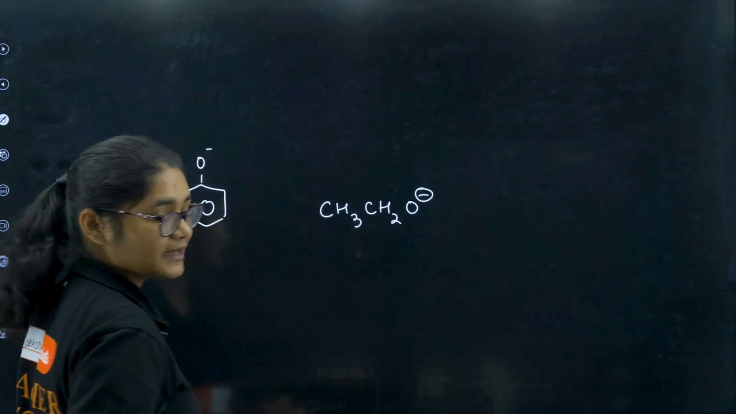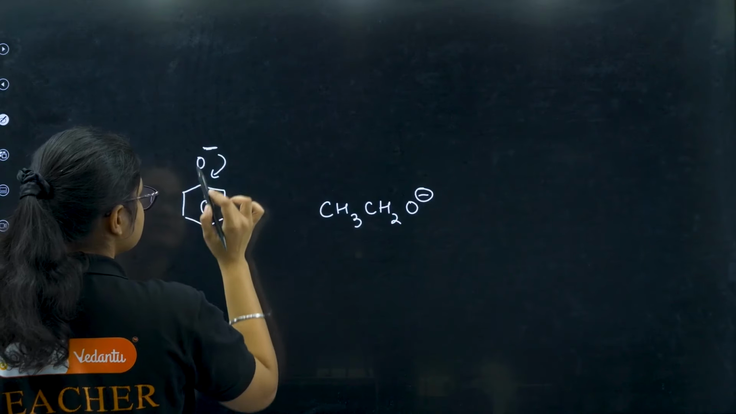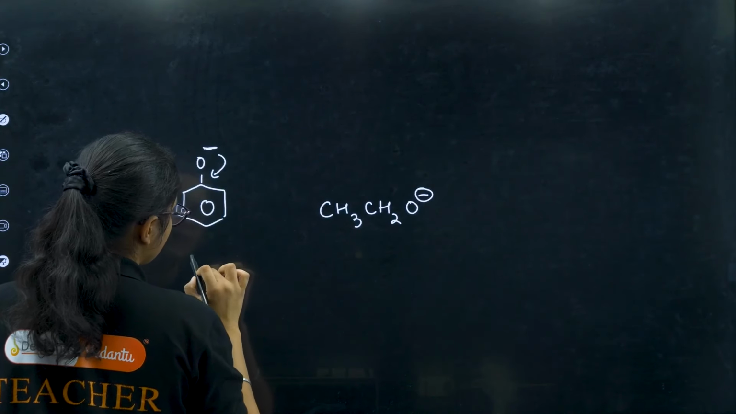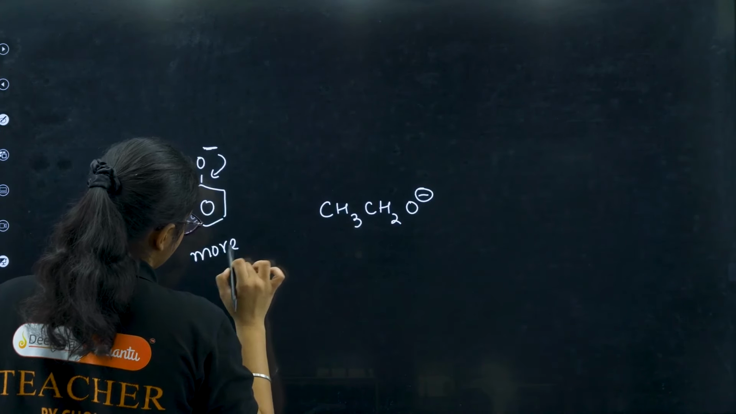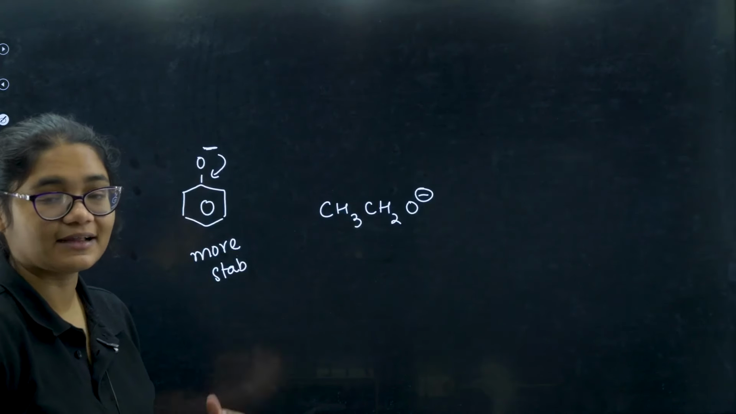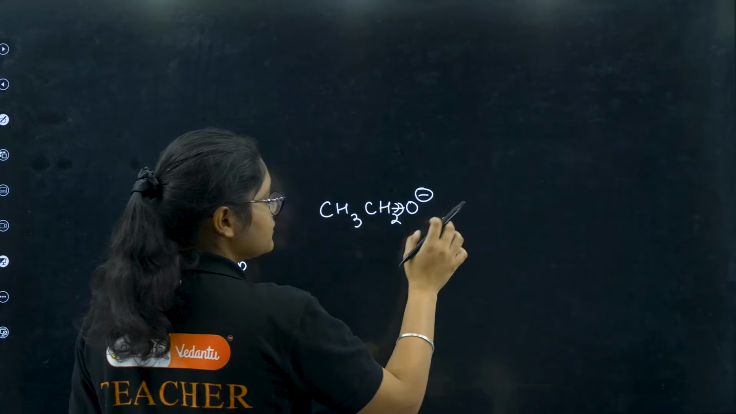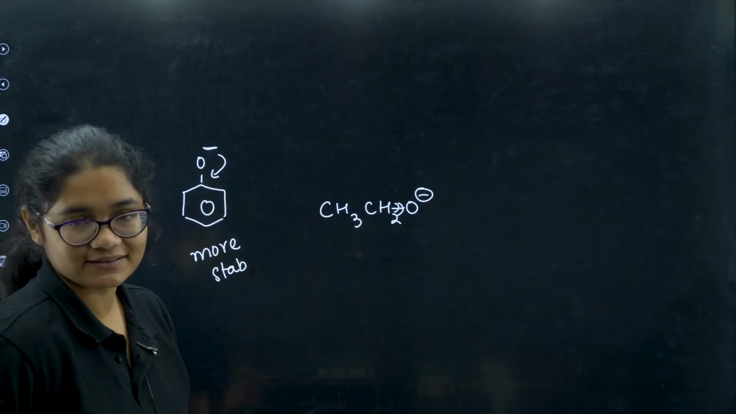We'll get O minus ion here. Now if you see, this negative charge is distributed, or I can say more stabilized. So if the conjugate base is more stabilized, then acidity will be higher. But here, this is an electron donating group, so here O minus will be less stabilized.